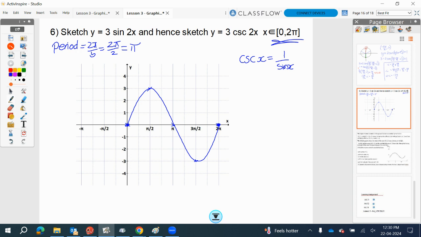Isn't the period 2 pi? I've drawn it very badly. Thank you. You're correct. The period is pi, and I've drawn 2 pi. So you're right. I need it like this, don't I?